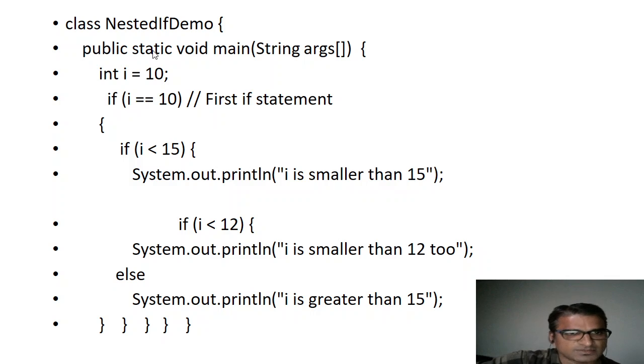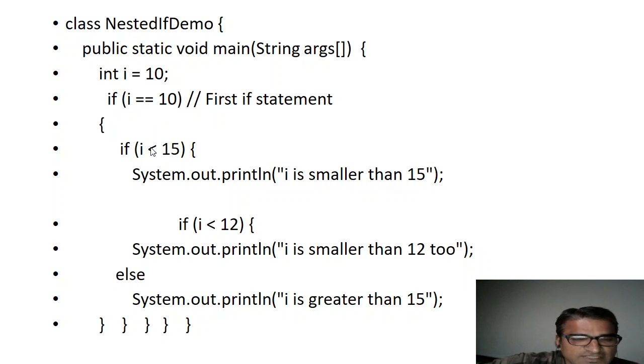So let me explain the program. In order to understand the program, first let us know what the i value is. I have initialized the i value to 10. Okay. So in the first if statement, I am checking, this is the equality operator, which is used to check whether the i value is equal to 10. Whether 10 equals 10, the condition is true.